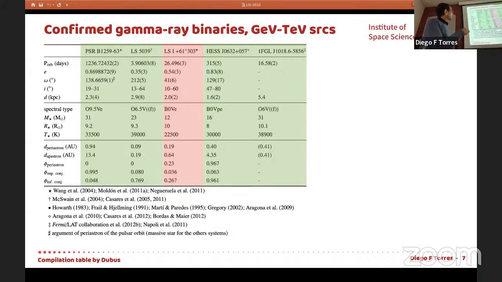Here we are speaking of a system which has a period of 26.5 days. The eccentricity seems to be high, more than 0.5, depending on the orbital ephemeris, but there is some discussion here, not in the period, but in the eccentricity. Then, as I was saying, there is a Be star in the system, which is relatively massive, and you can have here some measurements for the periastron and apastron.